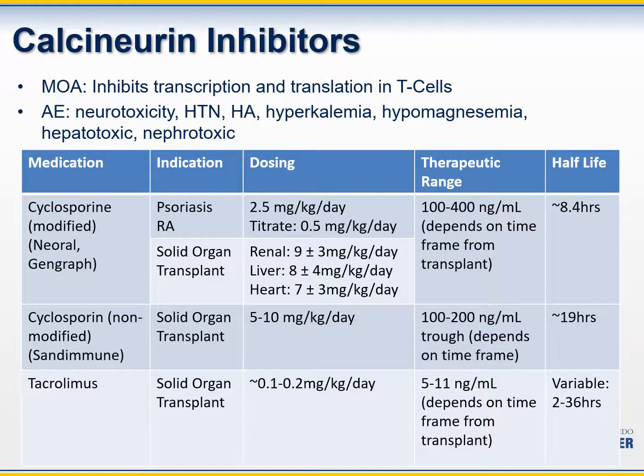some of the adverse effects of these medications include neurotoxicity, hypertension, some electrolyte abnormalities, and hepatotoxicity. Mainly, tacrolimus has more neurotoxicity, alopecia, and electrolyte abnormalities, whereas with your cyclosporin, you'll see more hyperlipidemia, hypertension, and hyperplasia.